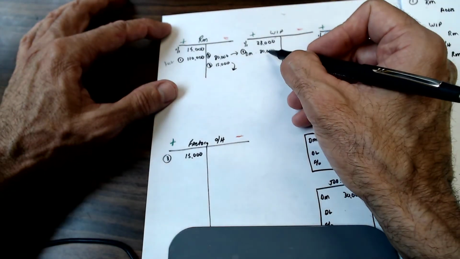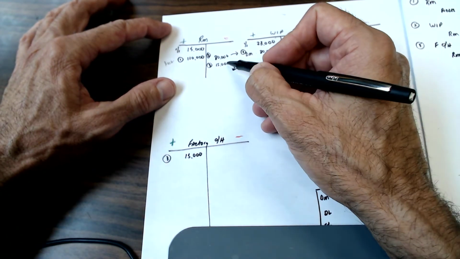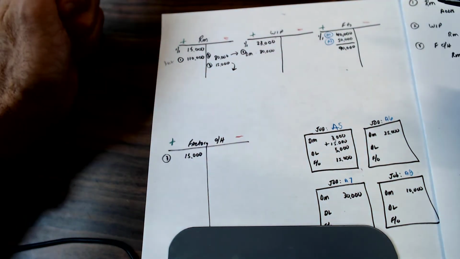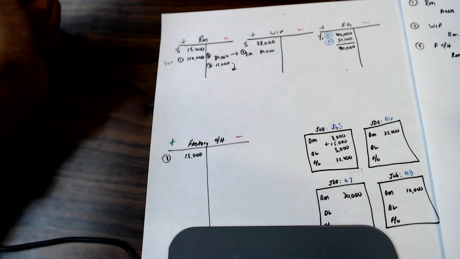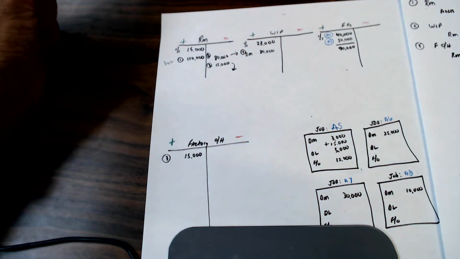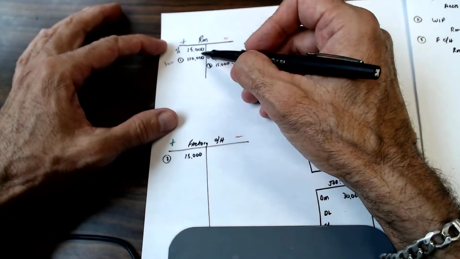We could have debited work in process for 80, debited factory overhead for 15, and credited raw materials for 95 for the total amount. But I think the authors felt that it was a little bit easier to understand if we broke it down into exactly what was coming out of there, which is fine. Okay, so that's the materials that were used.